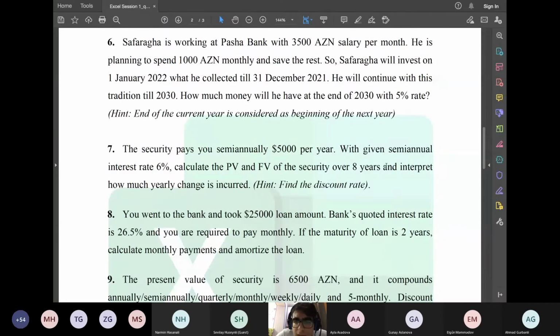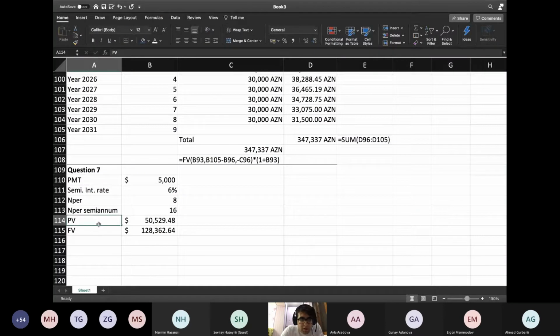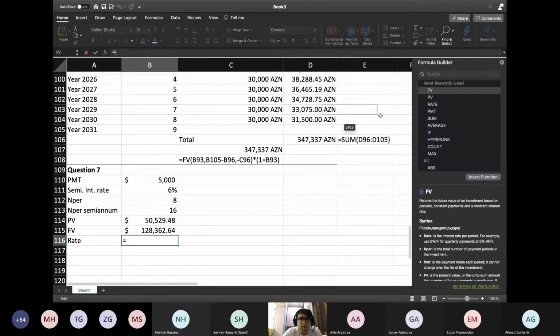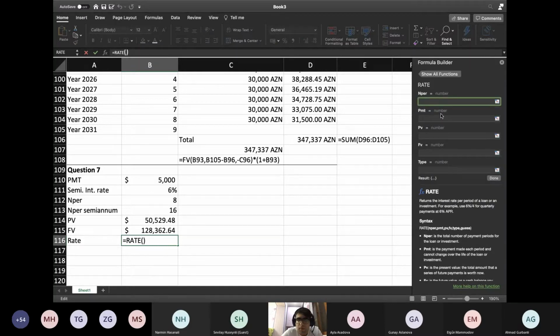And the question is asking to interpret how much yearly change is incurred and find discount rate. It is asking for discount rate. So we have present value, we have future value, we have yearly change, yearly periods. I mean 8 periods. So let's type rate here. Number of periods. We don't have PMT. Present value, I put minus so that future value is positive. I know, I believe you know why I'm doing like that.